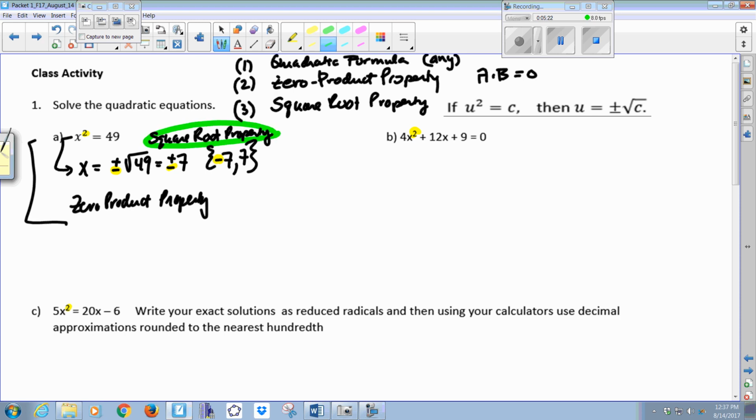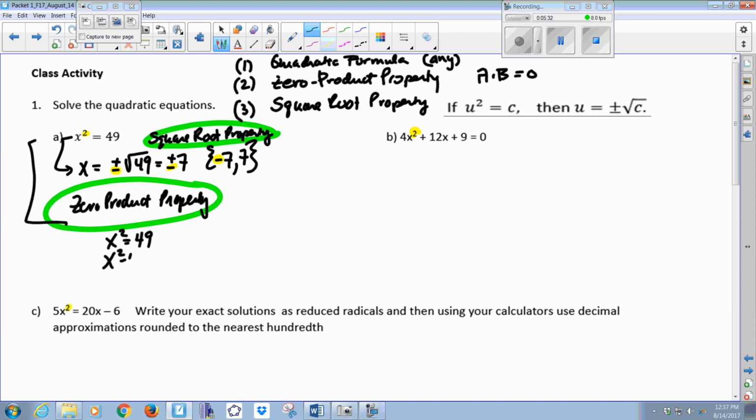And now we'll take a look at the zero product property. All right, so that says you need to have 0 on one side or else you can't do anything. So I'm going to subtract 49 from both sides. And the minute I do that, this sets up for a quick, hopefully a quick factoring problem for you.